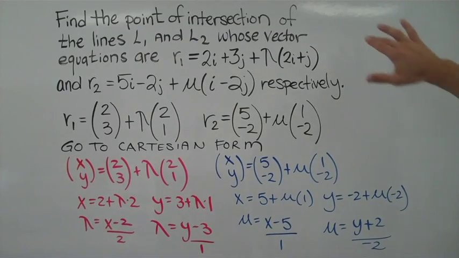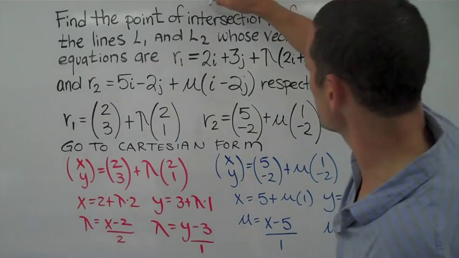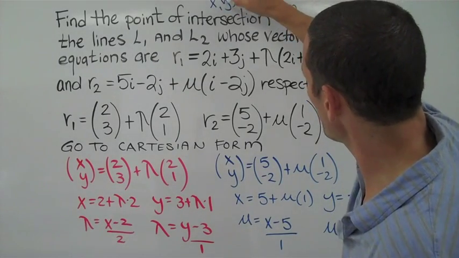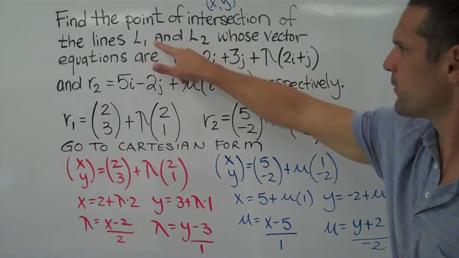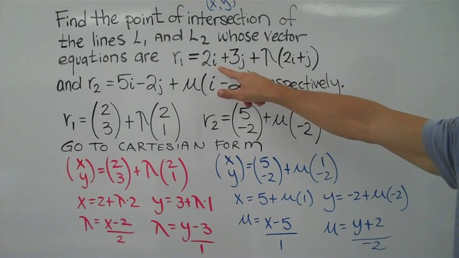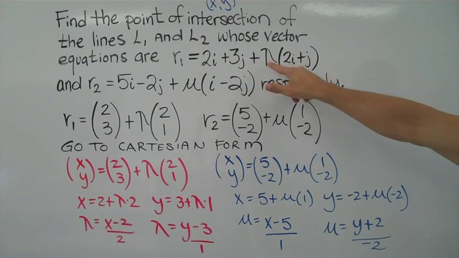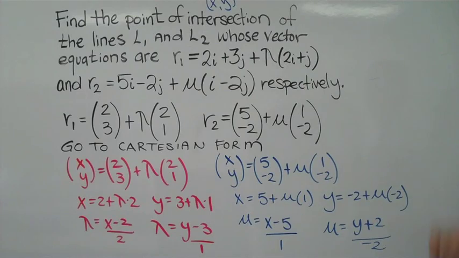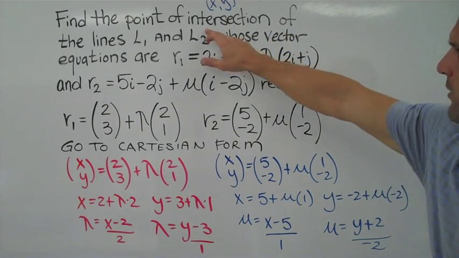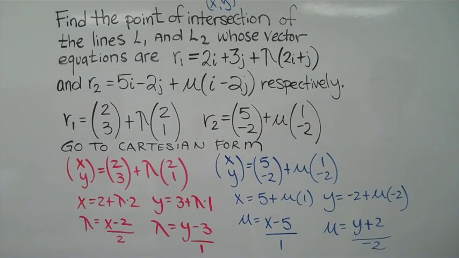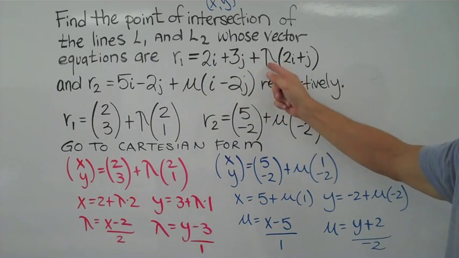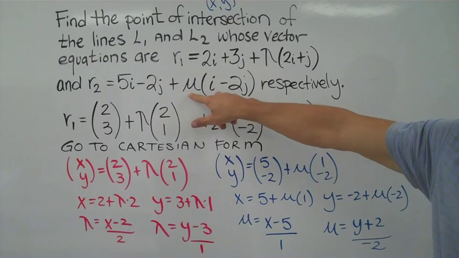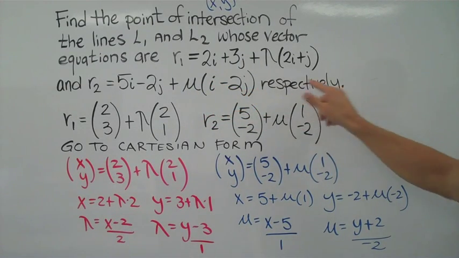Find the point of intersection. So we're looking for some x, y point of intersection of the lines, line 1 and line 2, whose vector equations are: line 1 has the vector equation r1 equals 2i plus 3j plus lambda times 2i plus j. And line 2 has vector equation r2 equals 5i minus 2j plus this letter u, I could use lambda, or I just use another Greek letter, u, times i minus 2j respectively.